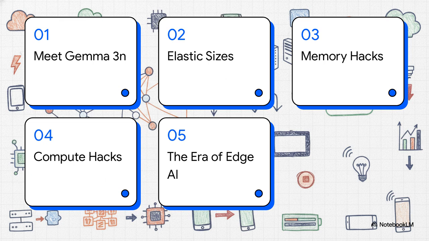Well, here's our roadmap for today. First, we'll meet Gemma 3N. Then, we'll explore its 3 main architectural magic tricks: elastic sizes, memory hacks, and compute hacks. And finally, we'll look at the era of edge AI.